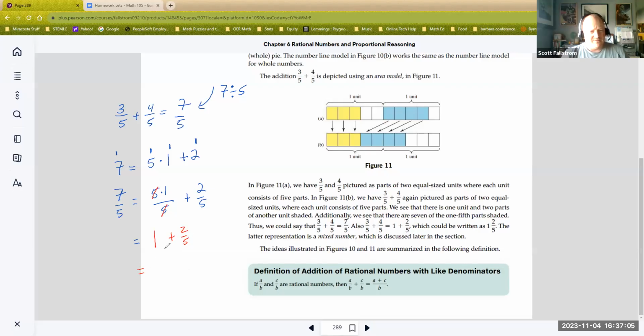Oftentimes we write this without the addition sign. We call it 1 and 2/5. We say the word "and." Definitely does create issues for students along the way. The reason is, if we write AB with no symbol between them, AB is A times B.